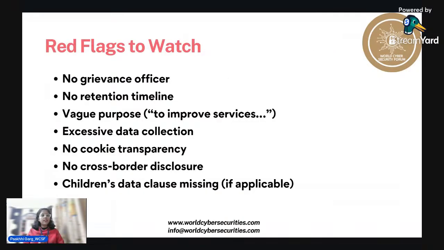So these are certain red flags that you need to look out for. No grievance officer details, no retention timelines, vague purposes, excessive data collection, no cookie transparency, no cross-border data disclosure, and children data clause missing, if that's applicable. Because in the majority of businesses, it's applicable, but if your business is not dealing with the data of minors, then definitely you can skip that.